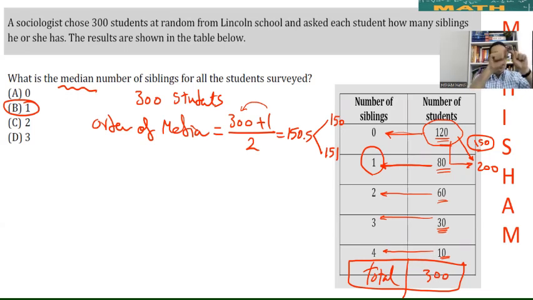Again, if I have 300 students standing in front of me, and I want to know the median, I know the median is students number 150 and 151. I will go to the student in the middle and ask him, how many siblings do you have? If he says 0 or 1 or 2, this is the median value. I asked him, how many siblings do you have? He said 1. How did I do that? Because the first 120 and then 80, so student number 150 lies between 120 and 200 here. So he has 1 sibling. This is how to find the median.